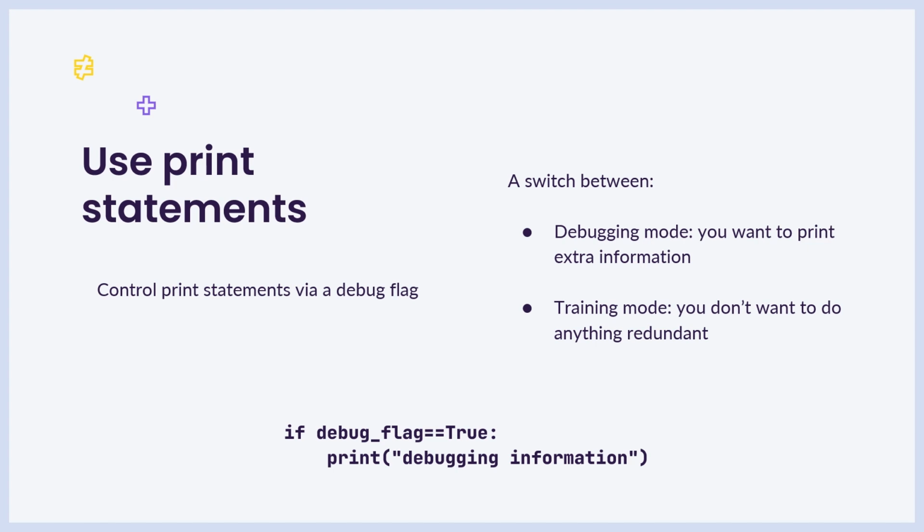And once you finish debugging, you can set your debug flag to false, which will ensure that it won't print any of the debugging information which you needed. This is a more efficient way to debug rather than commenting and uncommenting your print statements every time, which is pretty redundant in nature.